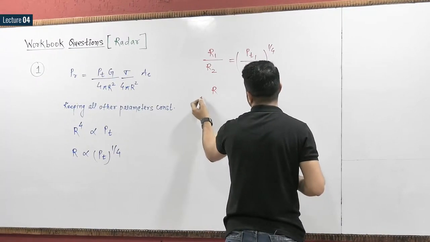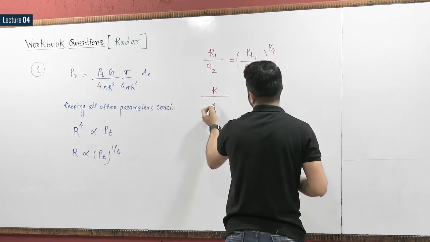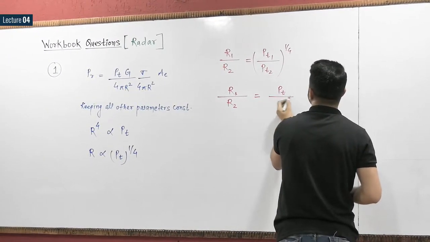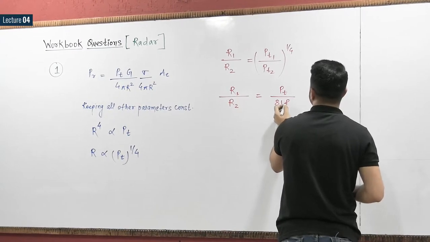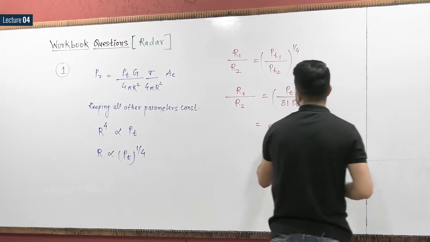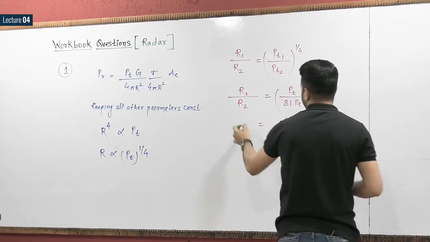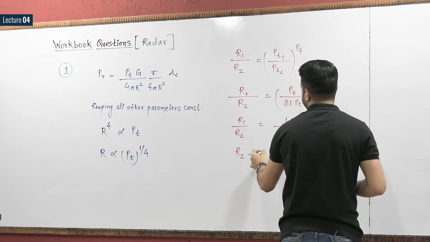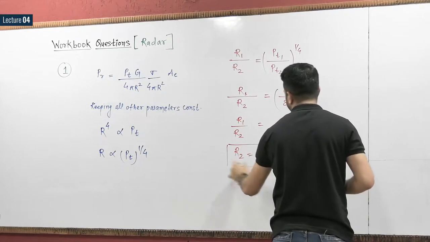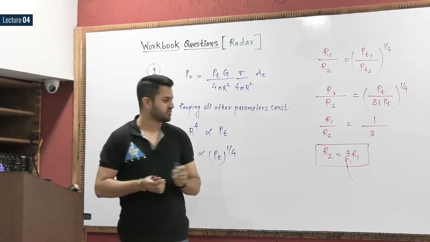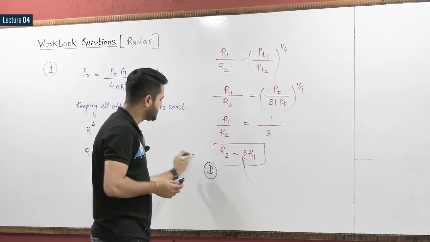Let us say previously the range is R1, and the second time we have to calculate R2. PT1 is previously, suppose, PT, and we are increasing by a factor of 81, so 81 PT, and this is to the power 1 by 4. So R1 by R2 is 1 by 3, and hence the range R2 is increased by a factor of 3. According to the options, the correct answer would be option D.